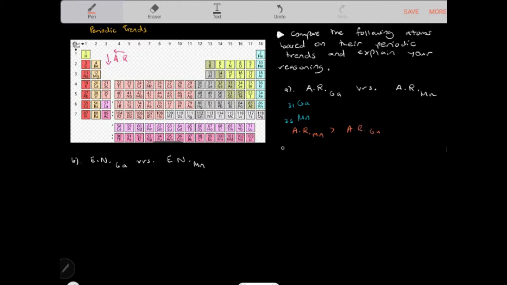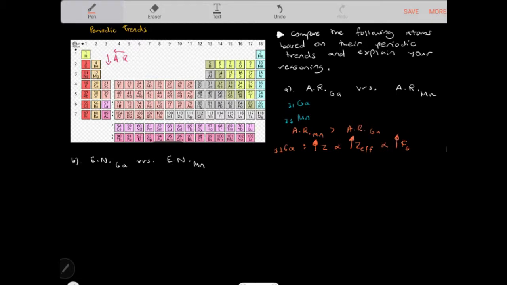And if I wanted to relate this, if I take a look at gallium here, 31, you can notice that the atomic number is greater, so the nuclear charge is higher for gallium, right? And if the nuclear charge is higher for gallium, then the effective nuclear charge is also greater. And if the effective nuclear charge is also greater, then the force of attraction of the nucleus to the electrons is going to be higher.